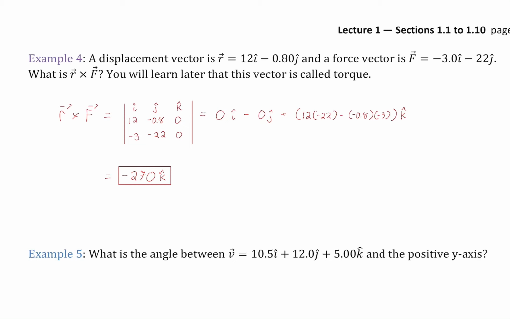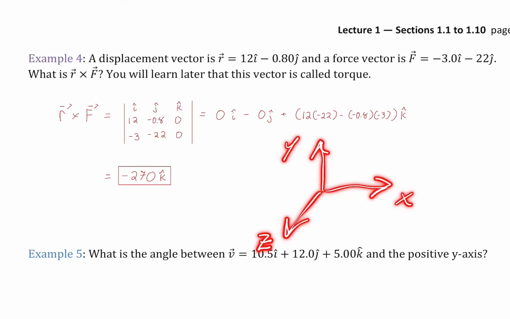So why does it just have a k hat component? Let's think about it. Here's my coordinate system, x, y, and z. The vectors r and f that I was given were entirely in the xy plane. So r and f were somewhere over here. Here's r, we'll say, and here's f, just making up their locations.